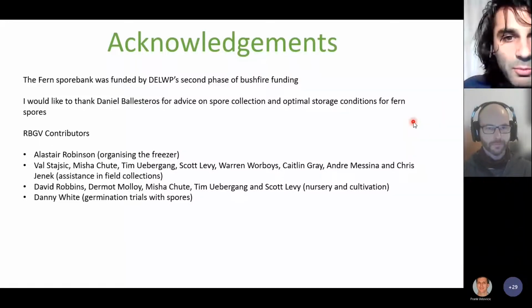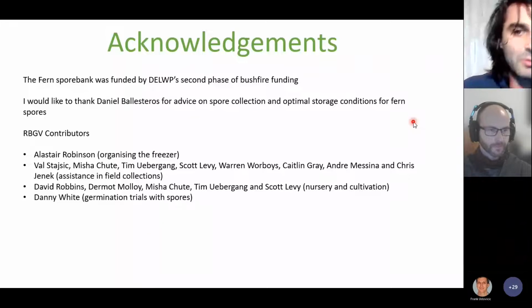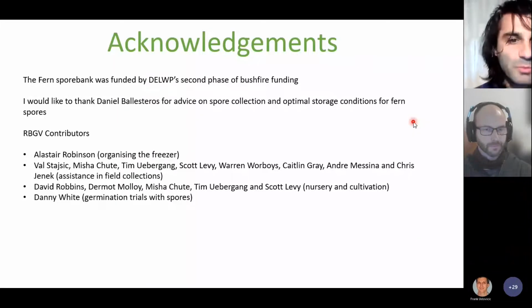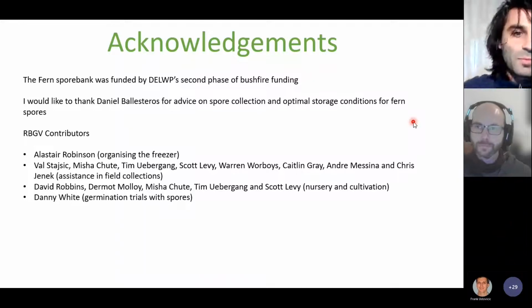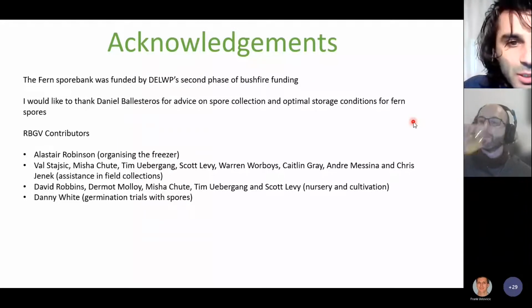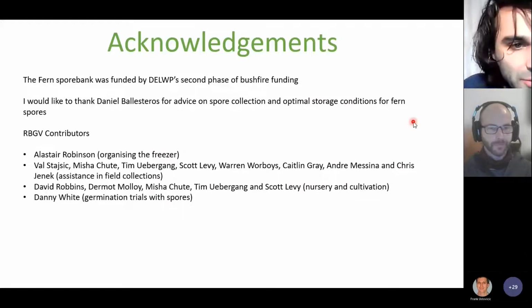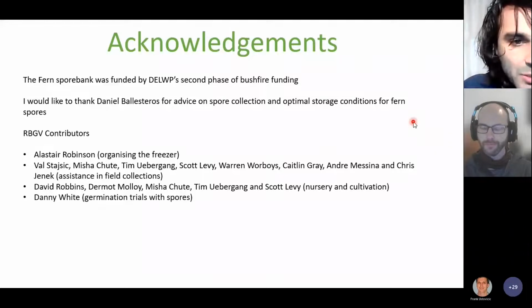I've had lots of help out in the field collecting samples, so all those people have helped with that. Lots of help out in the nursery and cultivating the plants. David Robbins and Dermot helped out in the nursery, and Misha, Tim and Scott helped keep tabs on some of those plants. And also thanks to Danny for helping me with some of the germination trials.